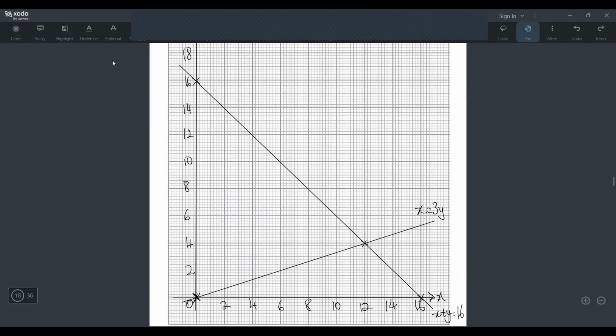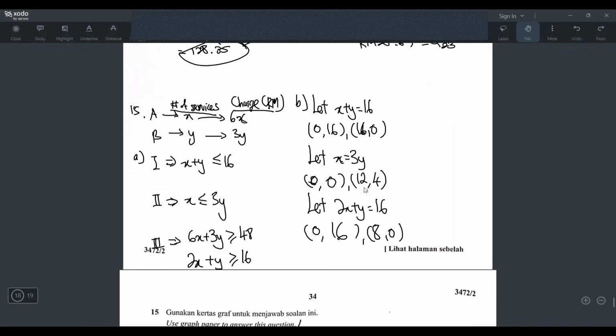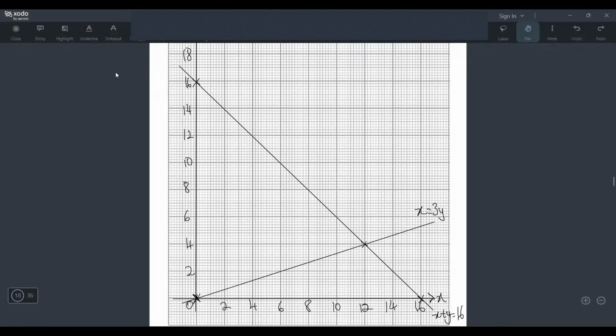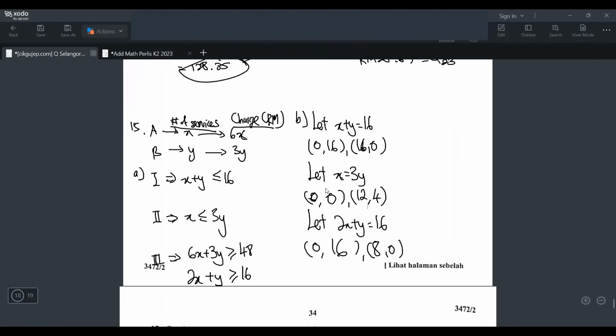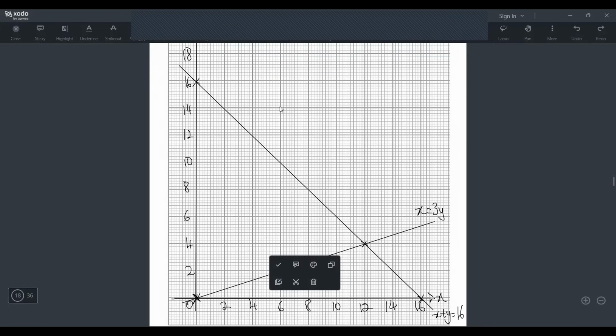All right, now we can continue to the last line. The last garisan is 0, 16, 8, 0. So let's plot 0, 16. Okay, I plotted already. The next point is what? 8, 0. So where's 8, 0? I think it's here, right? So let's plot. Okay, and then join these 2 points together. 0, 16, 8, 0. So it will look like this.